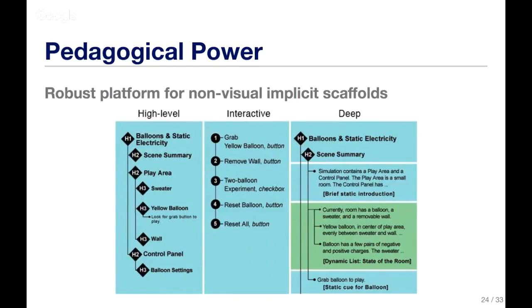But in the non-visual environment, we actually need a lot of text. But there are a lot of things that you can do with that text if you make that text semantically rich. So for example, a student using a screen reader can do a very high level exploration of the simulation by heading. So they'll get Balloons and Static Electricity, scene summary, play area. And in the play area, there are three subheadings: the sweater, the yellow balloon, and the wall.